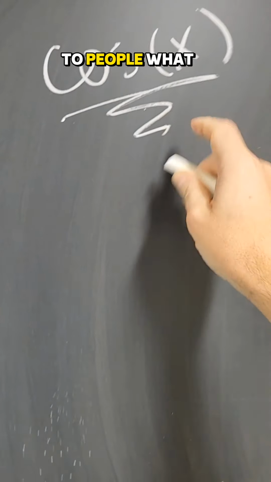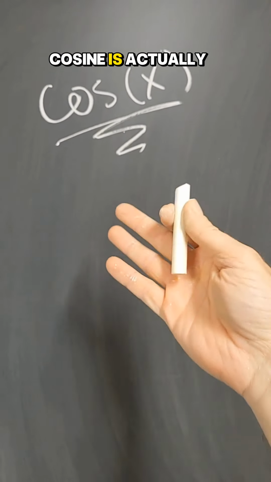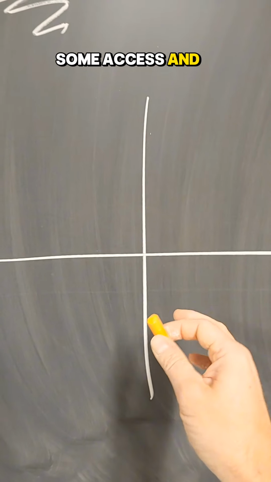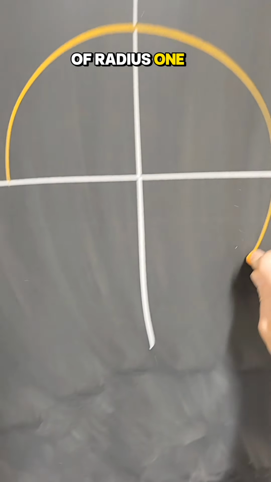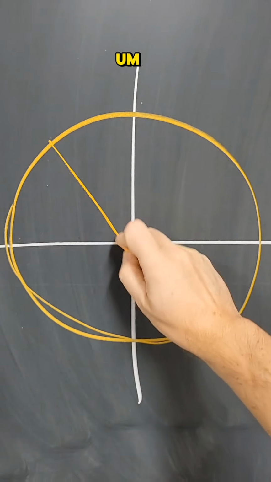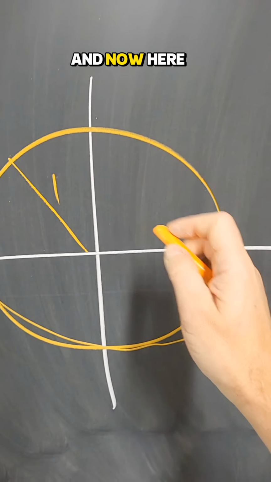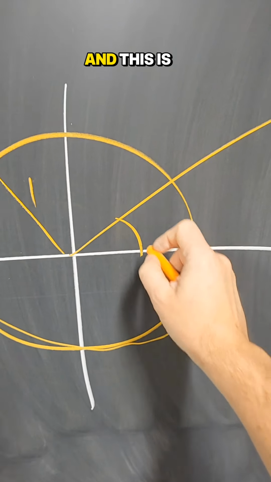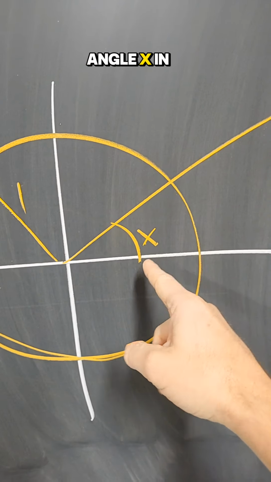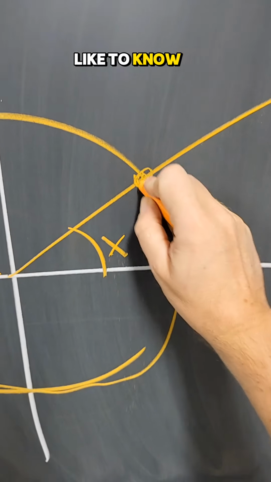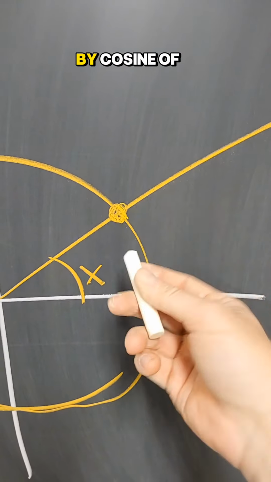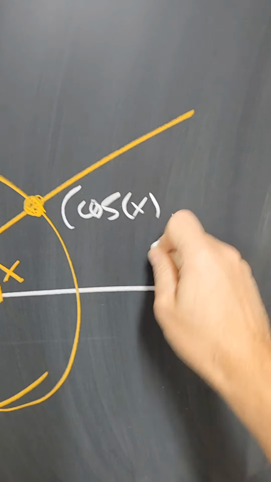How about trigonometry? Should we dare try to explain to people what cosine of x is? Cosine is actually a very intuitive function. So let's try it out. Here is some axis, and I'm going to draw a circle of radius 1. Okay, sort of. Here is a circle of radius 1. And now here is where cosine of x and sine of x come in. So if you draw a line, and this is an angle, I'm going to call this angle x in radians, then I would like to know the coordinates of the points on the circle. Well, the coordinates are exactly given by cosine of x and sine of x.